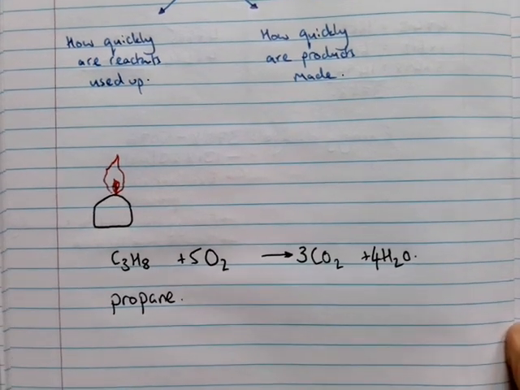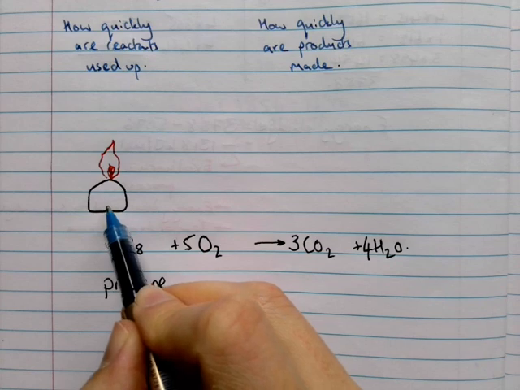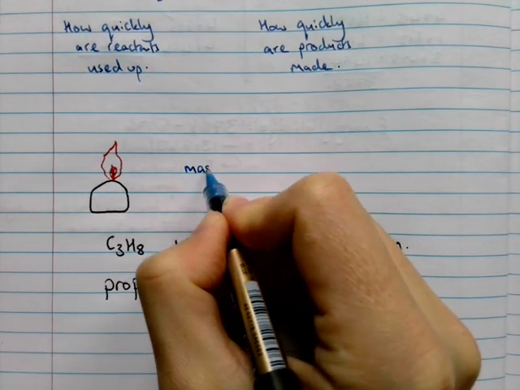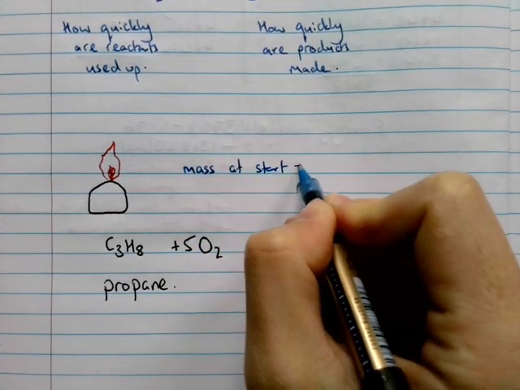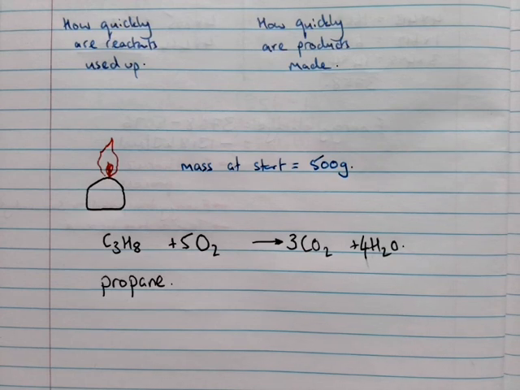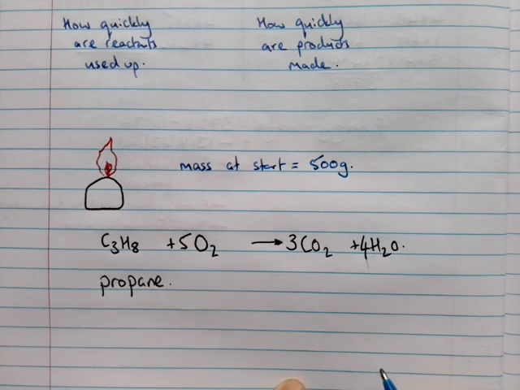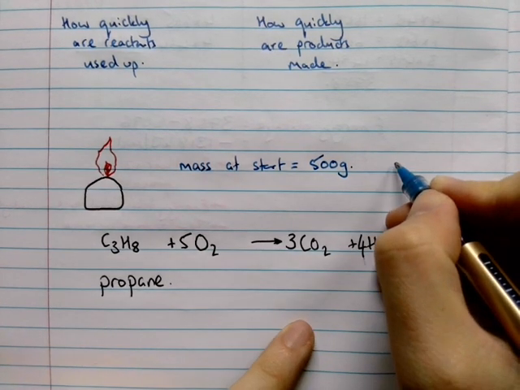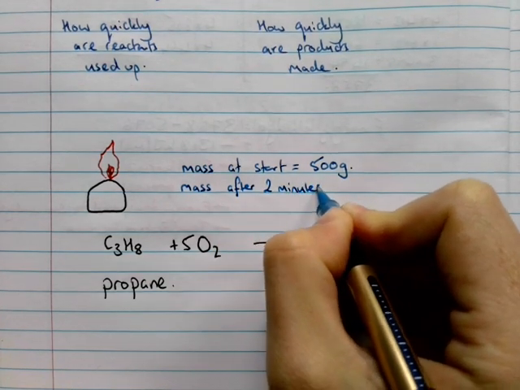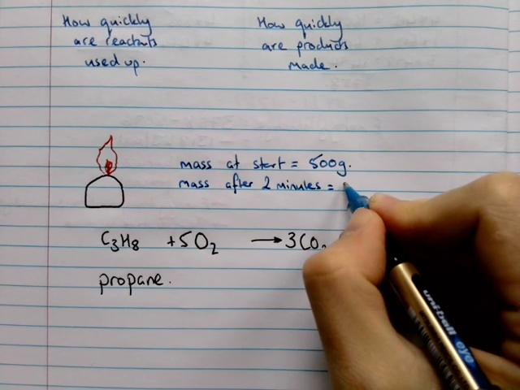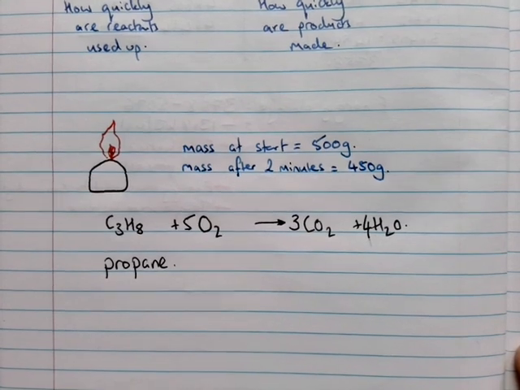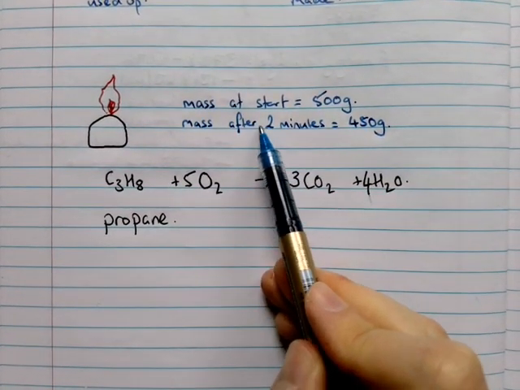What I can do is measure the mass of my propane gas canister. So I can say mass at the start equals, let's say, 500 grams. Then I use it for, let's say I make a cup of tea, so I'm going to boil some water. I use it for 2 minutes. So I burn it for 2 minutes, then I turn it off and I measure the mass again, and the mass has gone down to 450 grams. So now I can work out the rate of this reaction, because I've done it for 2 minutes and I've lost 50 grams.